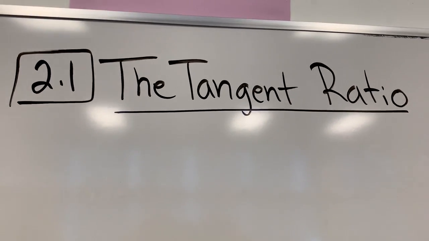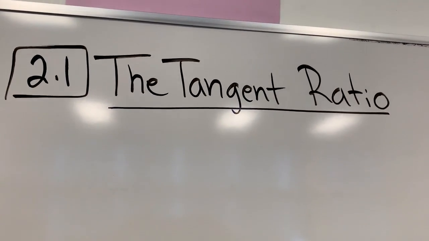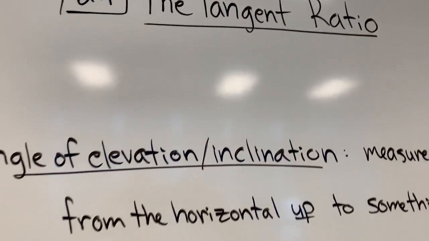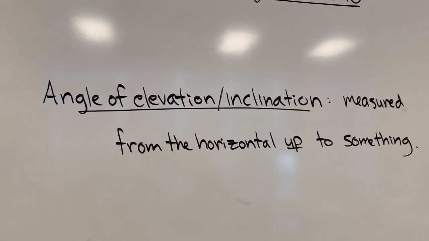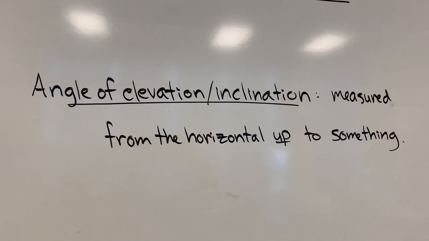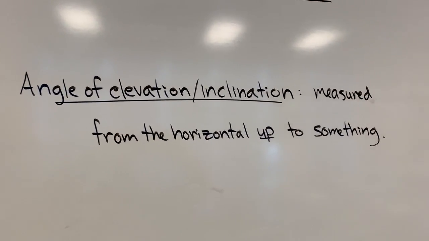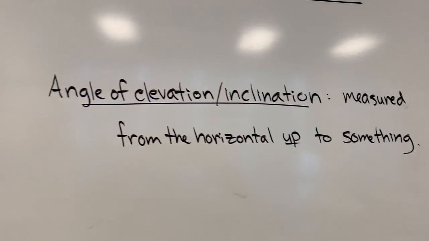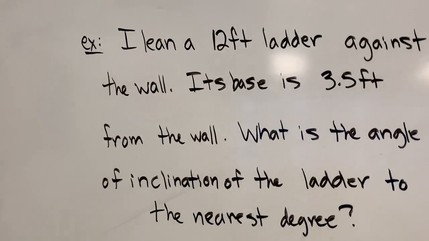Math 10's video comes out at 2.1, the tangent ratio. Remember in our previous video we talked about what the angle of elevation or inclination is, if you measure from the horizontal up to the top of something. That's important for this question as well.